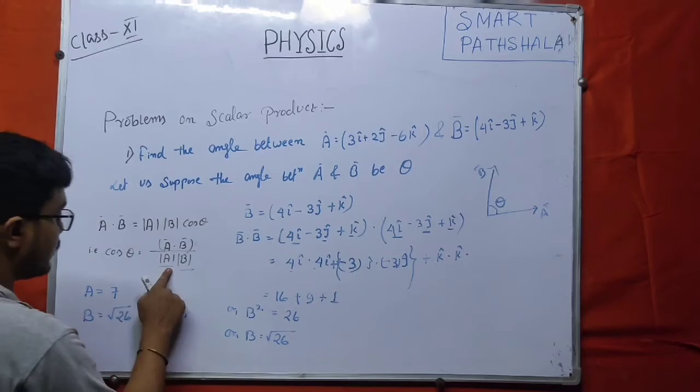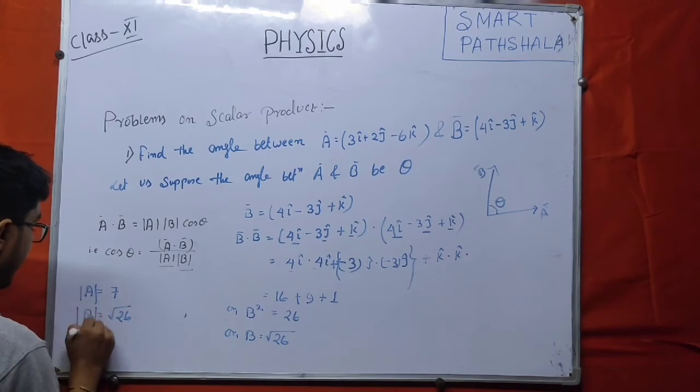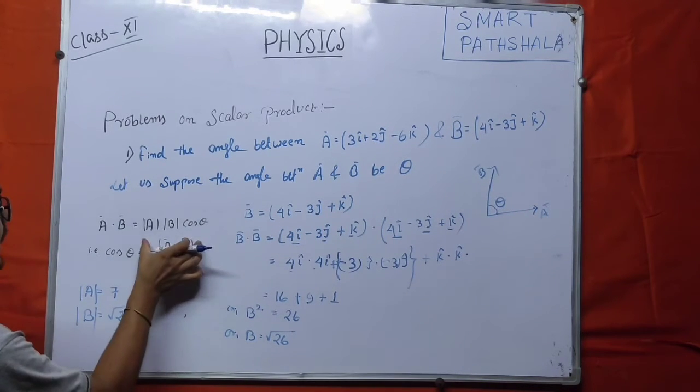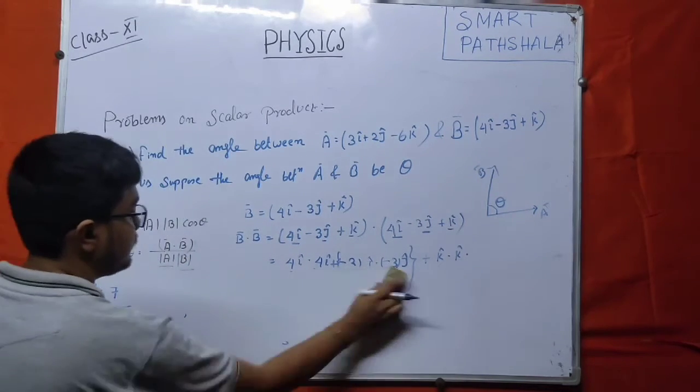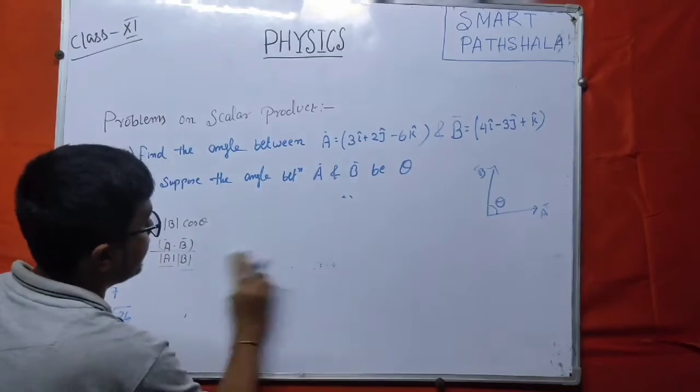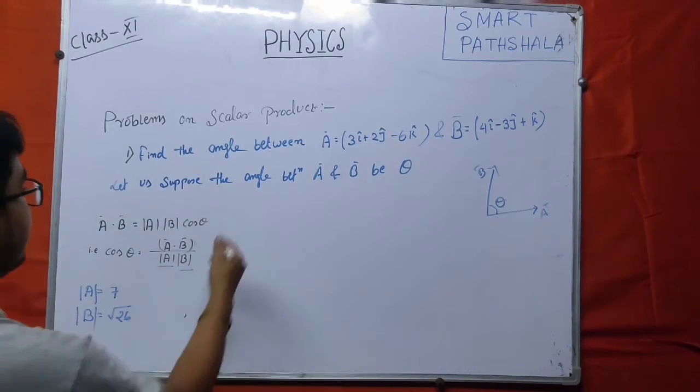We have calculated the magnitude of A and the magnitude of B, and now we have to find the upper part, that is A dot B.